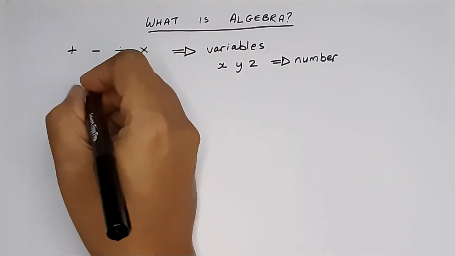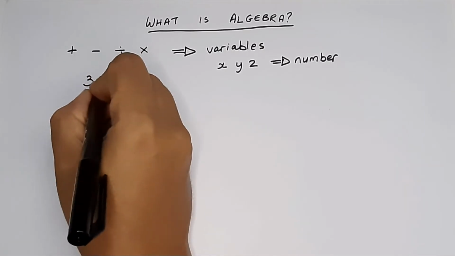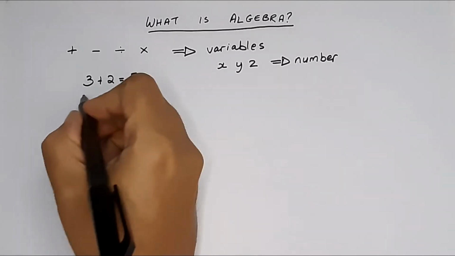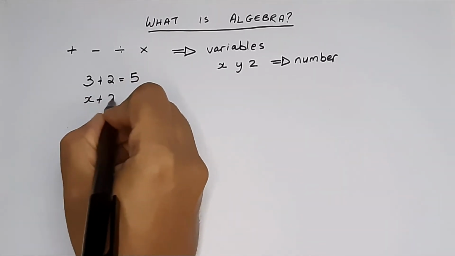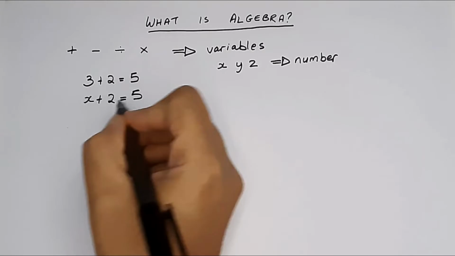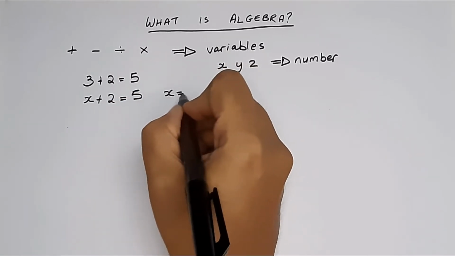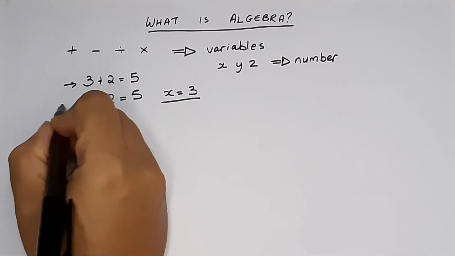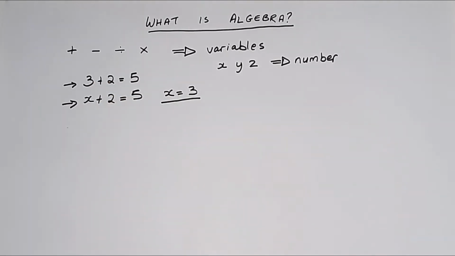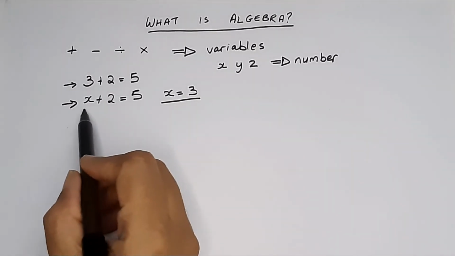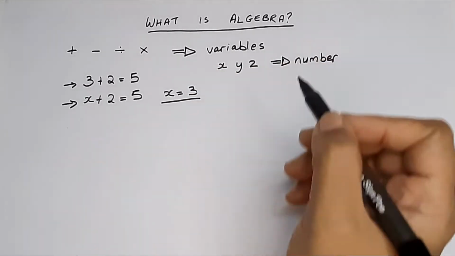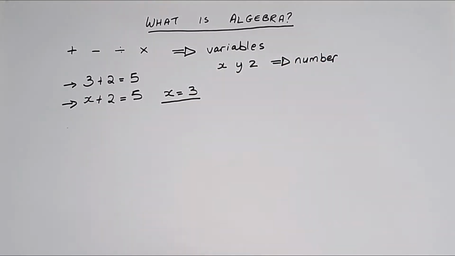Let's see an example. In basic math, we would say 3 plus 2 equals 5. But when we say X plus 2 equals 5, we can easily see here that X is equal to 3. This basic math turns to algebra when we bring in variables like X and Y and Z, which is basically just a letter which represents a number. And many times these variables represent many unknowns which we try to find.